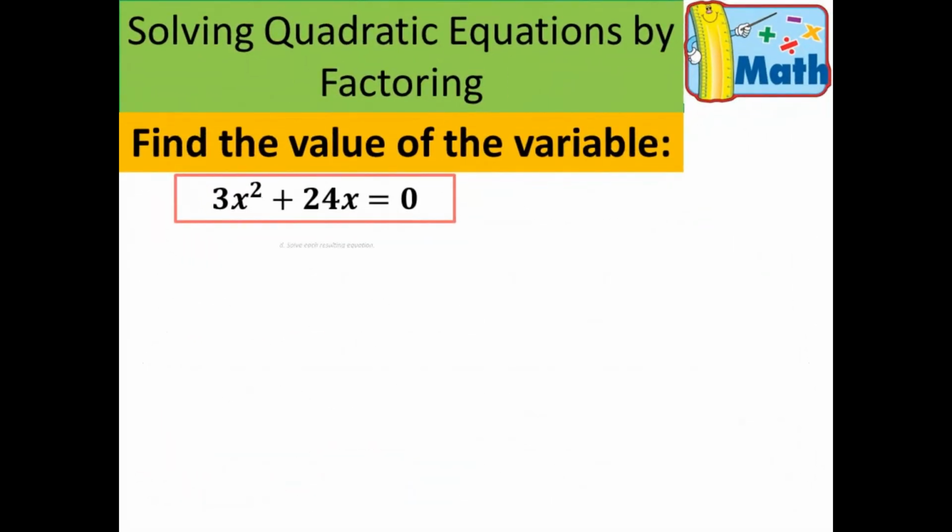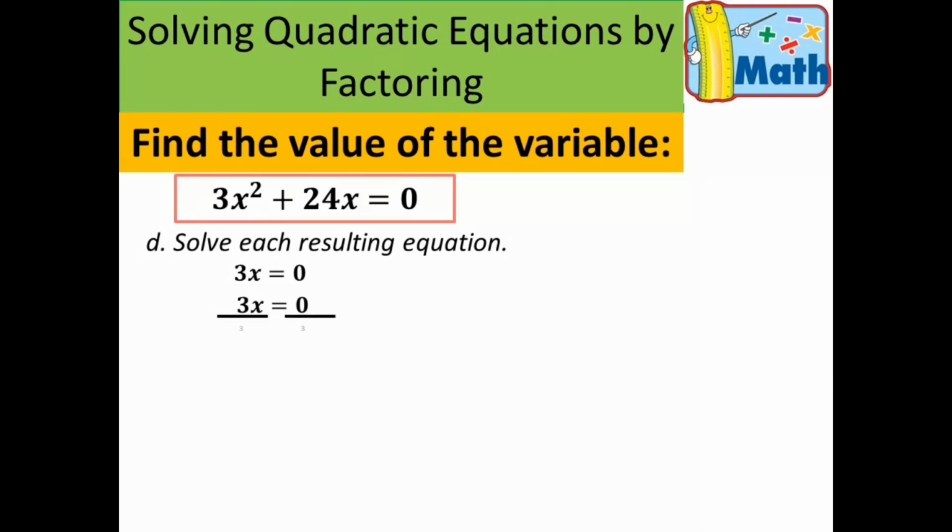The next step is to solve each resulting equation. For 3x equals 0, divide both sides of the equation by 3. 3x divided by 3, cancel 3. 0 divided by 3 equals 0. Thus, we have x equals 0. For x plus 8 equals 0, by subtraction property of equality, we have x equals negative 8.